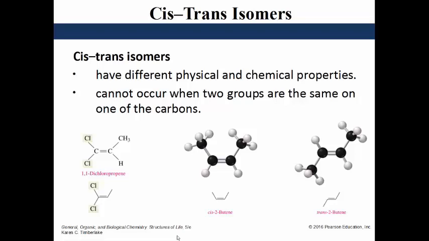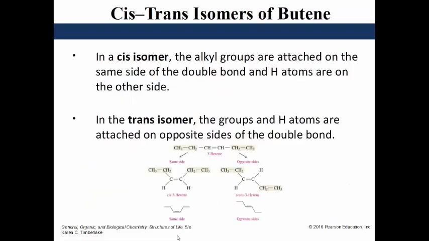And so comparing these 2 here, these are both 2 butene. This is cis, this is trans. Cis means they're on the same side of the carbon or the double bond. Trans means that they're on the opposite side. These 2 here, same side, and one up here, one down here, opposite sides. In the cis isomer, the alkyl groups are attached to the same side of the double bond, and the hydrogen atoms are on the other side. In a trans isomer, the groups and H, or hydrogen atoms, are on opposite sides of the double bond.